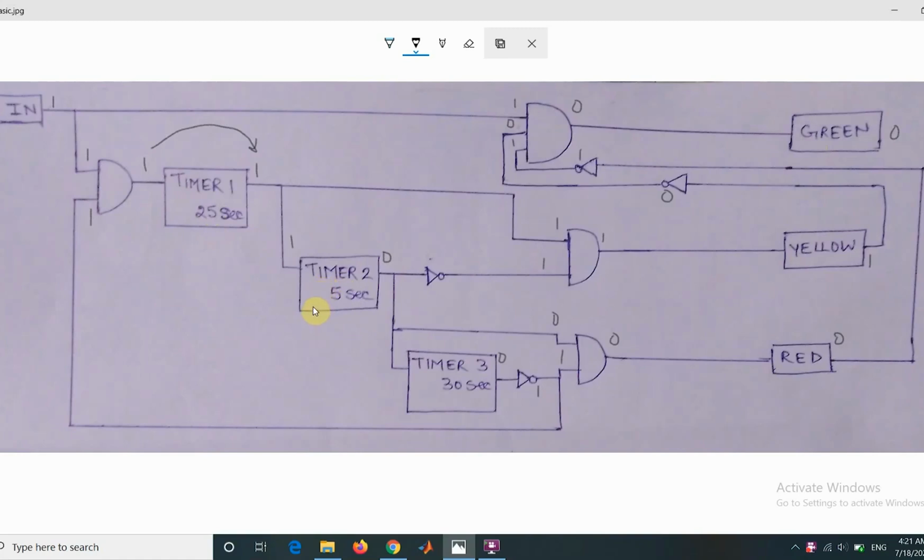Now after timer 2 has reached its preset value of 5 seconds, again the following transitions would happen. This one now appears at the output of timer 2, and due to this NOT gate this input becomes 0 and this AND gate goes off. As a result the yellow light also turns off, and at the same time this input of this AND gate becomes 1 and it also initiates timer 3, but again this one would only appear at the output after the preset time of 30 seconds has elapsed.